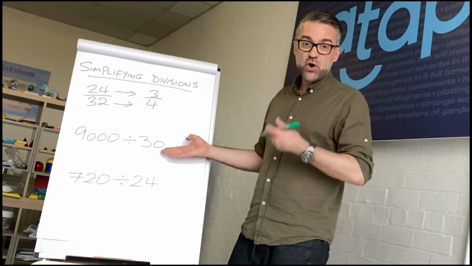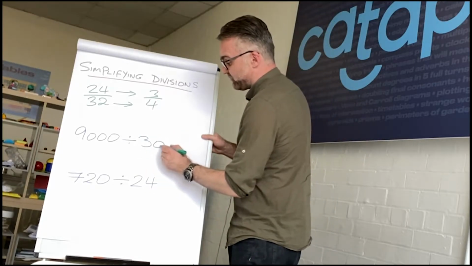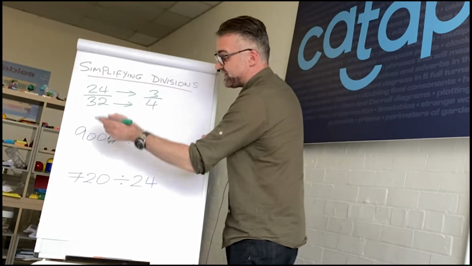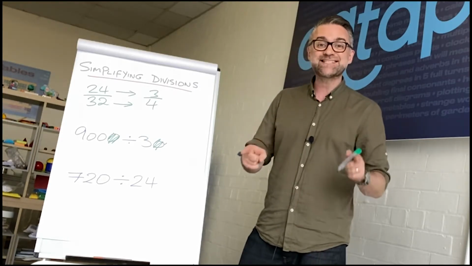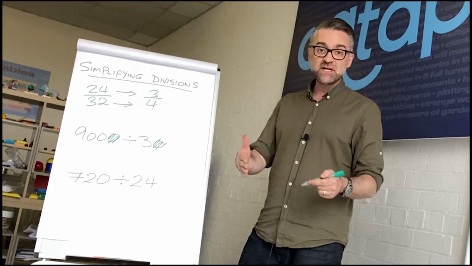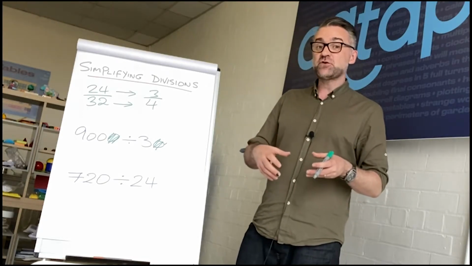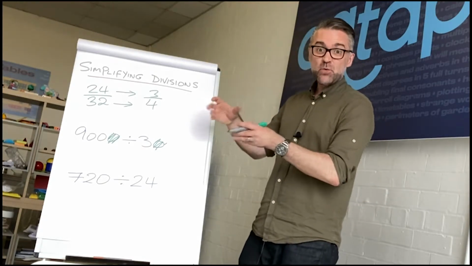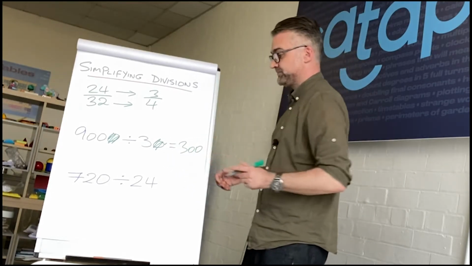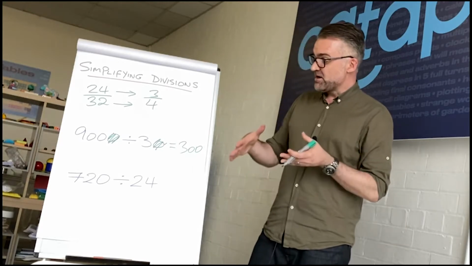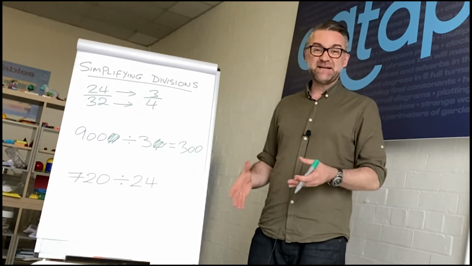Now the number 30 only has 1 zero, so I can only get rid of 1 here. That means I can only get rid of 1 in that number. And I've got 900 divided by 3, which will give me the same answer as 9,000 divided by 30. And many children will be able to answer that division without even writing the bus stop method, and they'll get the answer of 300. But we can't use that method for 720 divided by 24.